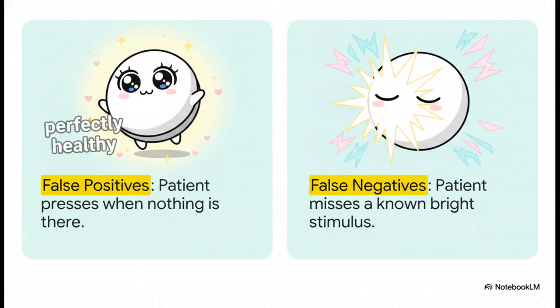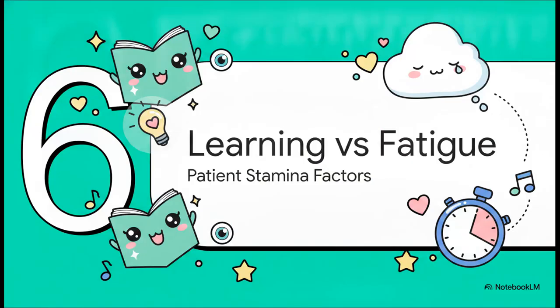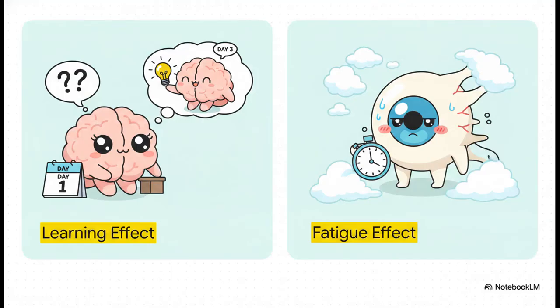massive widespread damage. And finally, Section 6, Learning Effect versus Fatigue Effect. Let's move into our final high-stakes segment. This one is an absolute exam favorite because, let's face it, humans aren't perfect test subjects. First up, we have the learning effect. A patient's sensitivity actually improves over successive examinations as they figure out how the test works. The maximal improvement almost always happens right at their second exam.